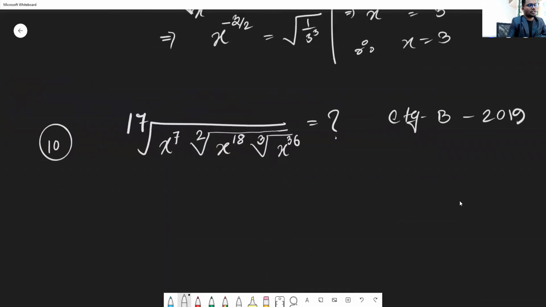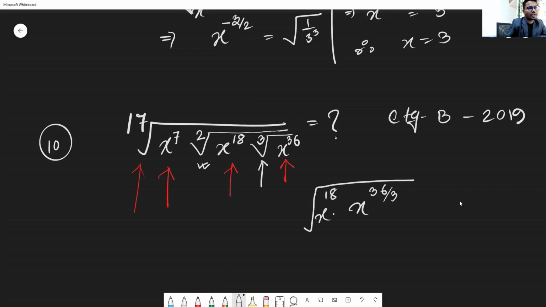What is the value of this one? First of all, step by step, we have to do this math from the right side. First we have to do the simplification, then this one, and finally we will include this cube root. So the first step: this is x to the power 36 divided by 3 for this cube root, and here x to the power 18 remaining. So now this root work is done. Now this one remaining, and x to the power 7, and another one, 17 remaining.